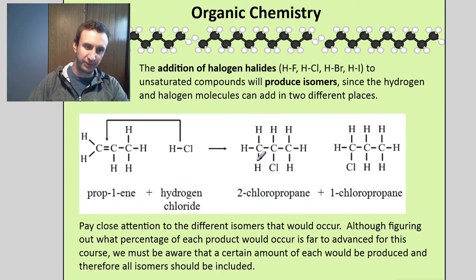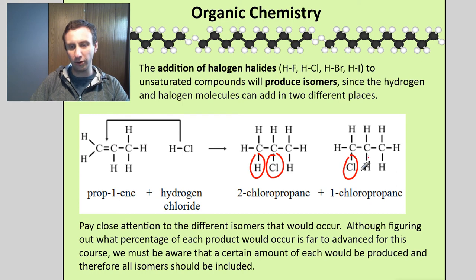Let's look at it from this side. H added here and then Cl added. So this was HCl: H added to this carbon, Cl added to this carbon. Or it could go the other way around. So the Cl could add to the first carbon and the H to the second carbon, which would end up with 1-chloropropane. So that was this product.